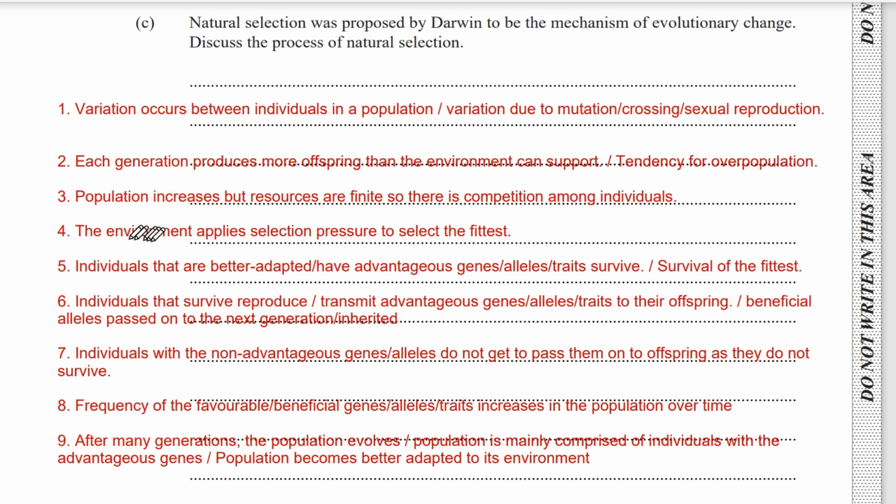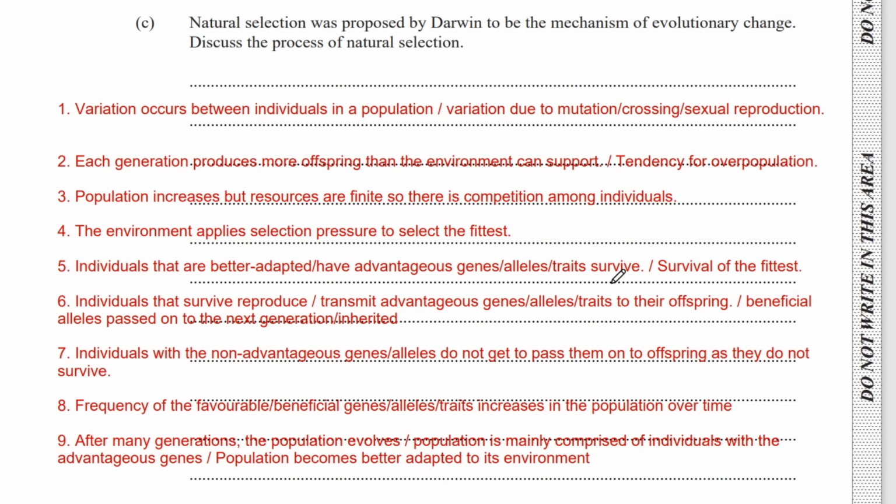The environment applies selection pressures to select the fittest. Selection pressures could be food, it could be a predator, it could be a disease. Basically, it's something that the organism had to overcome. If there is a lack of food, somehow they could get food. If there is a predator, somehow they could avoid that predator. They could camouflage, they could spray some kind of bad smell, have spines. All those things help them to gain fitness in the environment. Individuals that are better adapted or have advantageous genes, alleles, or traits survive.